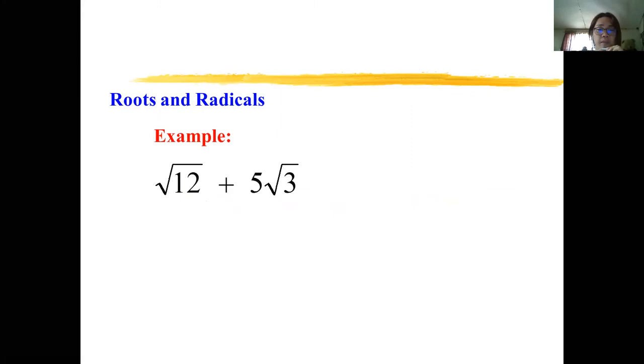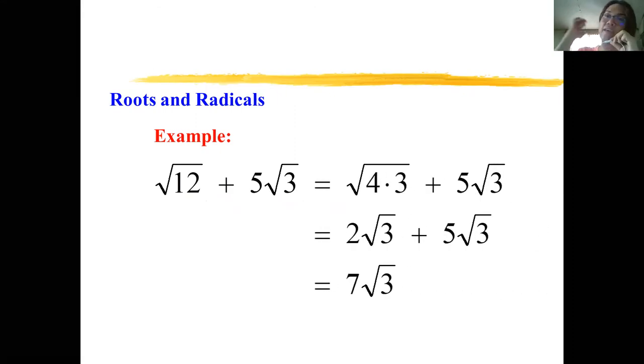Square root of 12 plus 5 square root of 3. Look at their radicals, square root of 12 and square root of 3. Are they the same? Are they like radicals? No. Why? Because it's 12 and 3, right? They have the same indices, but they don't have the same radicands. So what will we do? We simplify.